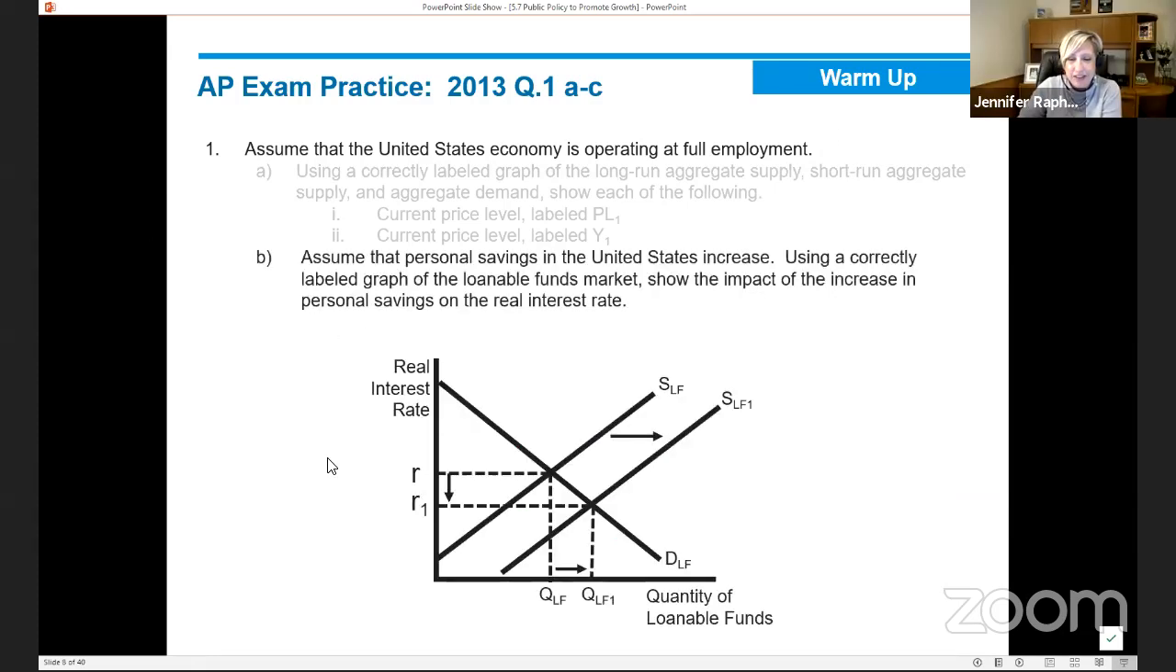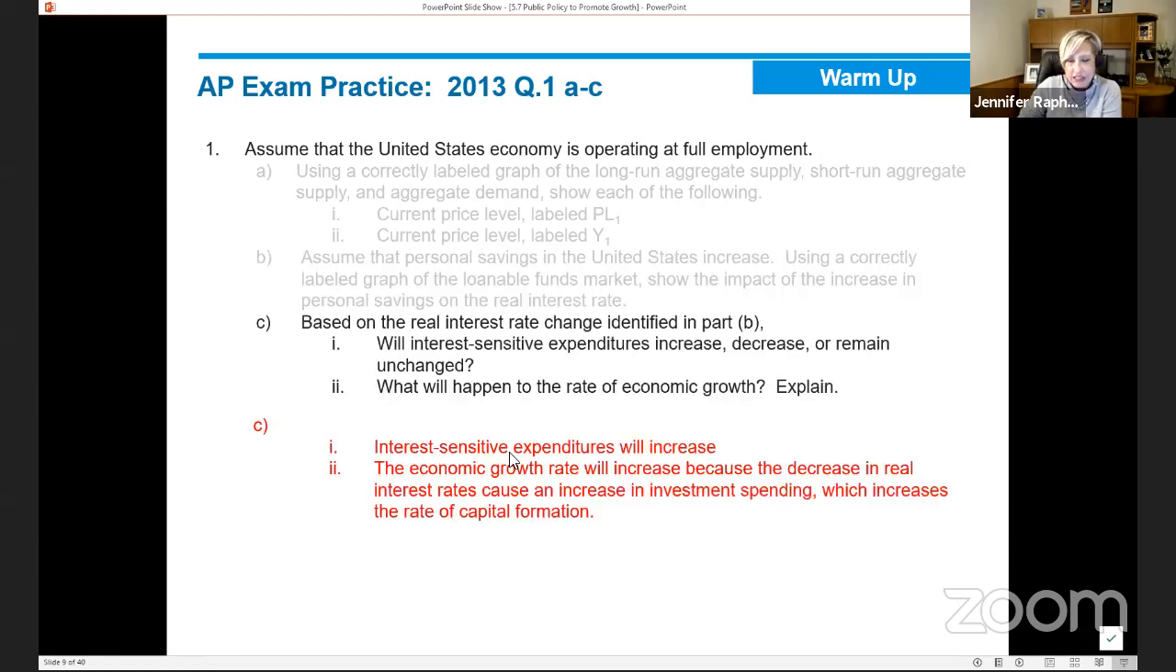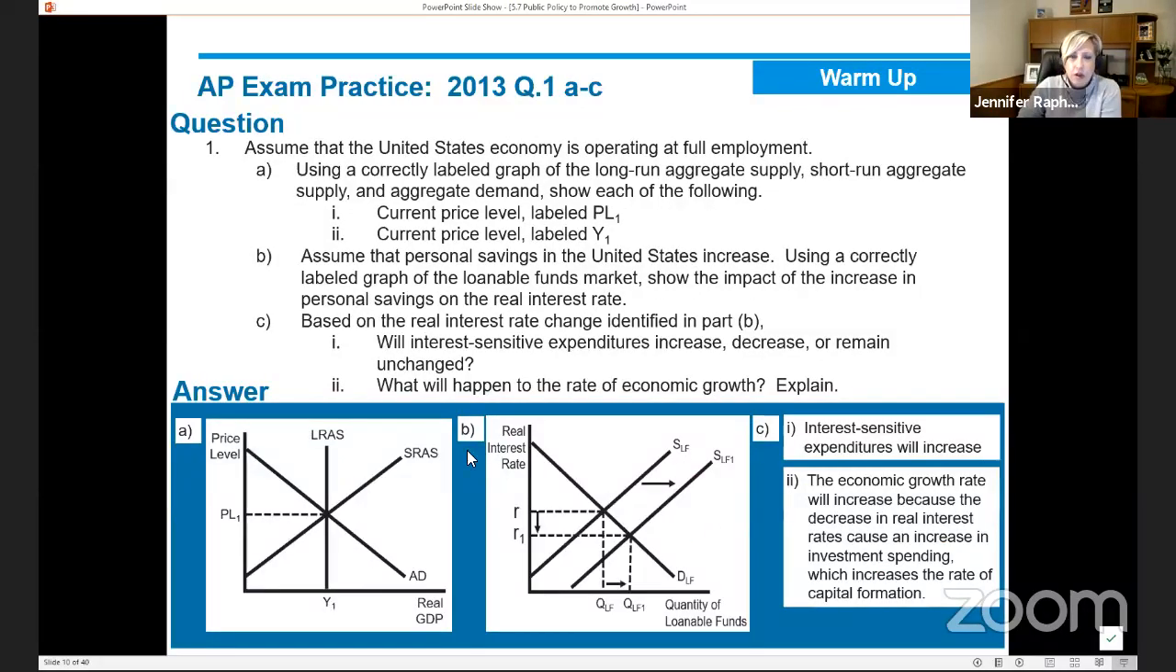Okay, so we're on part C. We're looking at the real interest rate change here. In part B, we saw the real interest rate fell. We know that causes an increase in interest sensitive expenditures, which increases the economic growth rate because we know investment spending is the spending that firms do on productive capacity. Investment spending increases the rate of capital formation, which is a driver of economic growth. So this is what a full and complete answer to the question looks like. You've got your ADAS model, your loanable funds model, and your answers to parts C1 and C2.